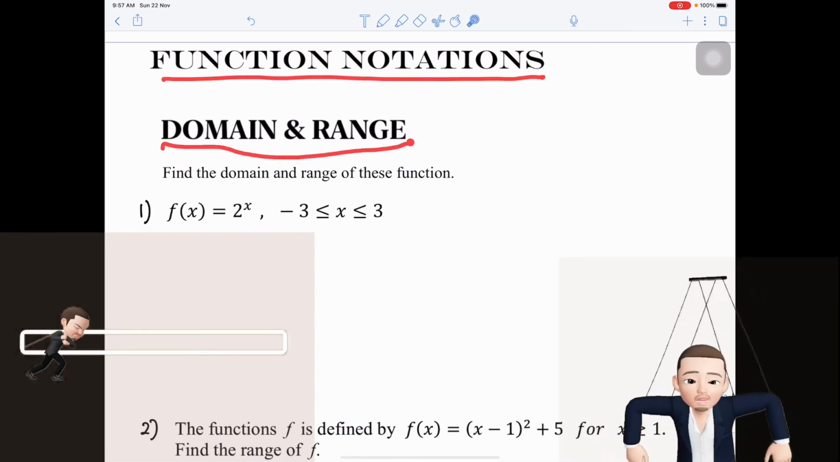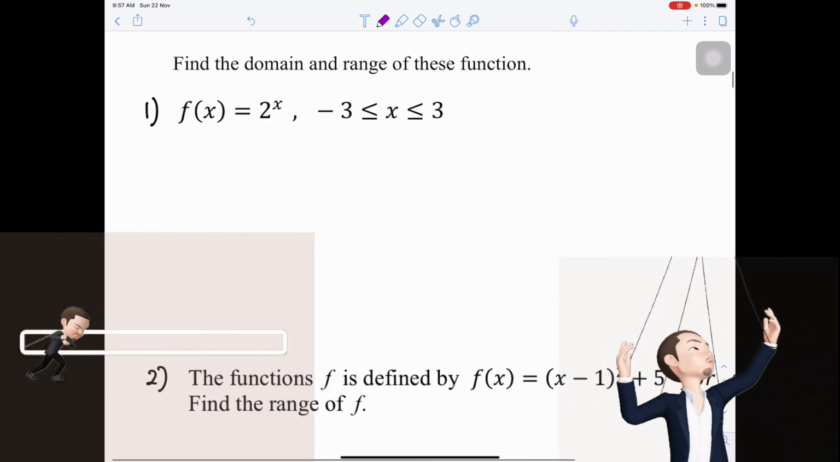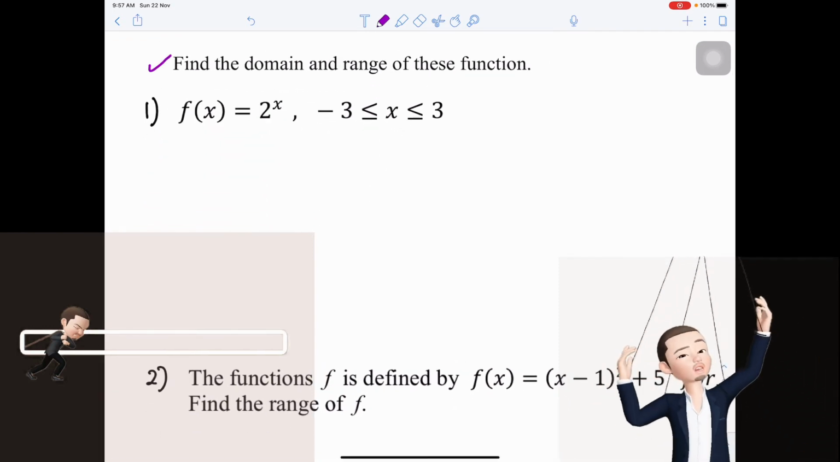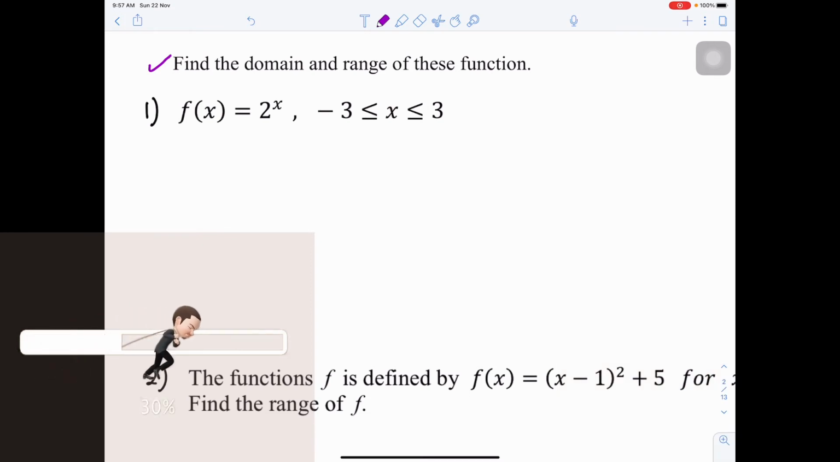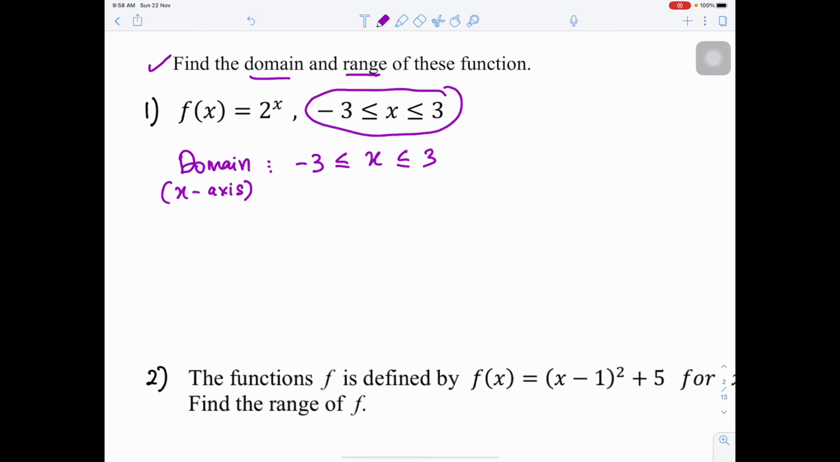Now we go to function notation, to determine domain and range. Let's discuss the answer. Example 1: find the domain and range of this function. For number 1, f(x) equals 2 to the power of x, for the range -3 to 3. For the domain, actually the domain is the x-axis, the input along the x-axis. So the domain is between -3 and 3.